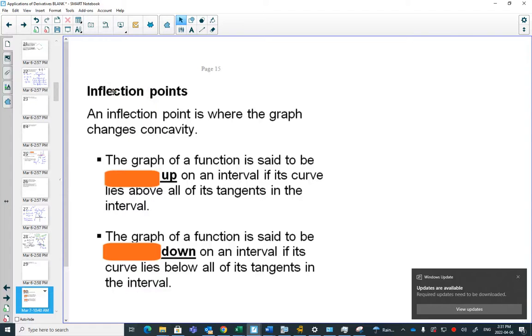Inflection points. Calculus. Less hungry, more calculus. Oh my goodness.